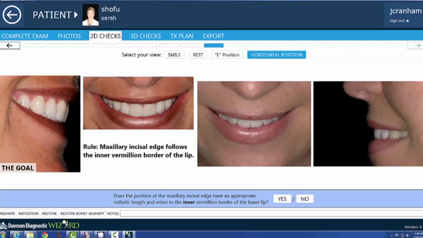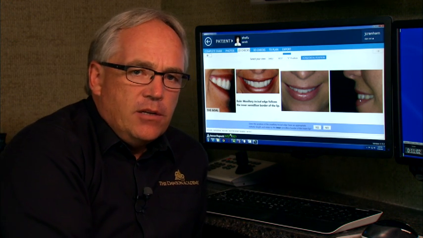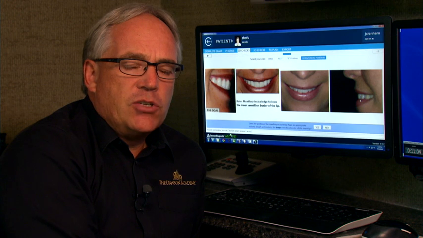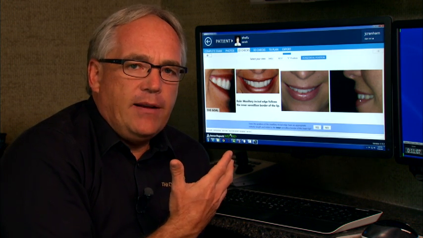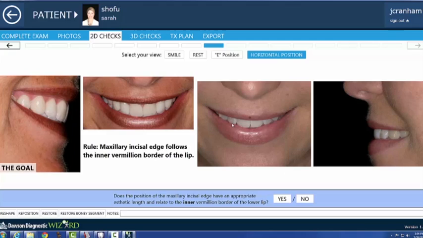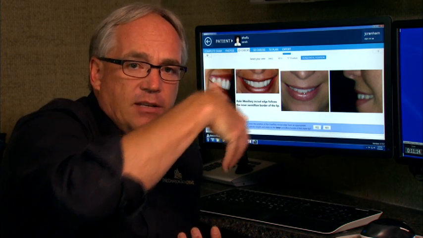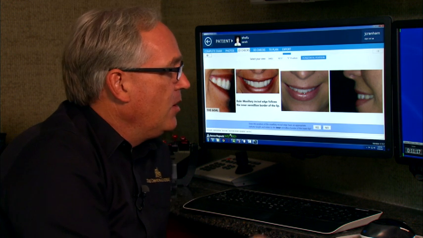When we look at the model here, notice when we tip the chin down, we see the edges following the inner vermilion border of the lip. And when we look at Sarah here, our patient, it's dead on. And when we look at her profile smile, just like our model, the incisal edges are right on the inner vermilion border. So sometimes you're seeing people maybe that had restorative dentistry done and it doesn't look right. And what you often find when you look at this picture is these incisal edges are out over the lip. And that would tell us that we need to bring them in orthodontically or restoratively.